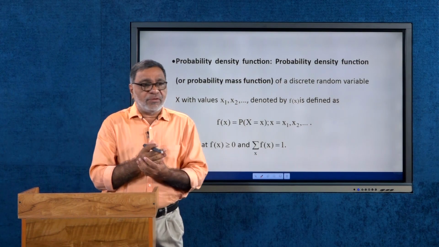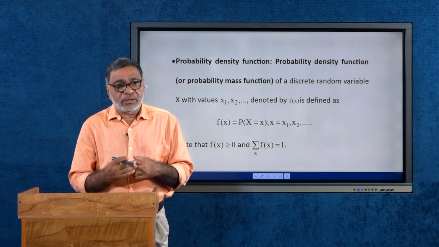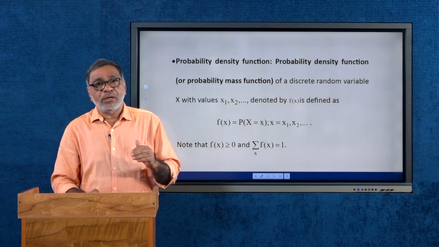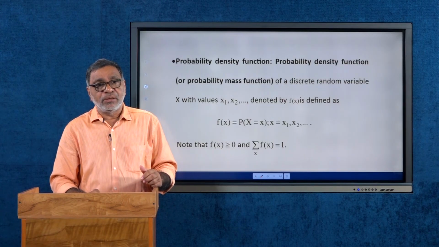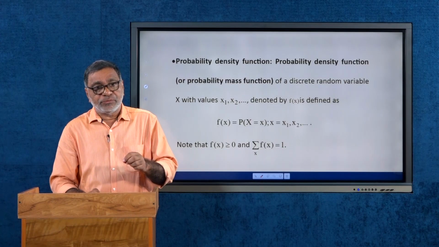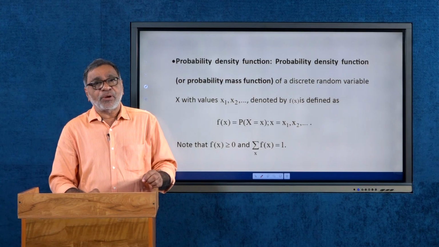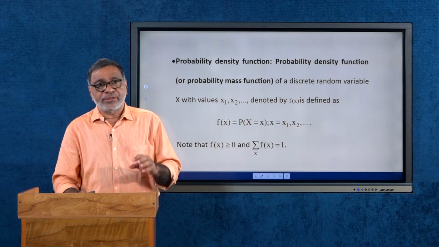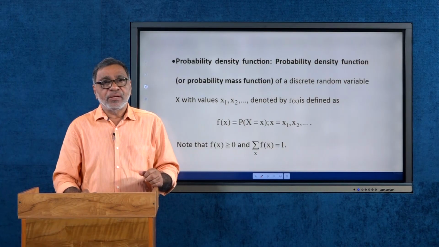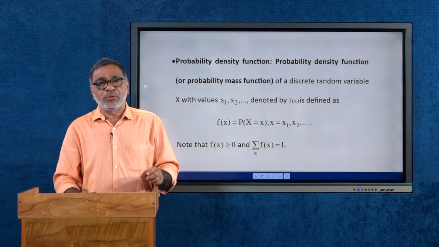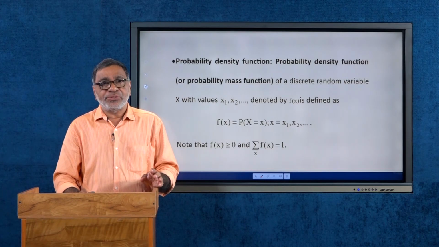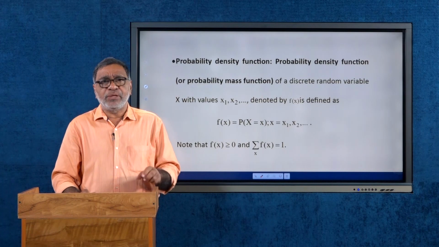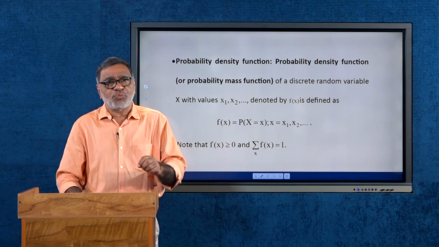And for a discrete random variable, we are discussing the probability density function. When we are specifying a random variable with the corresponding probability values of the random variable, that collection, that is the random variable, its values and the probability corresponding to each value, we call the probability density function, or more specifically for a discrete random variable we call it the probability mass function.